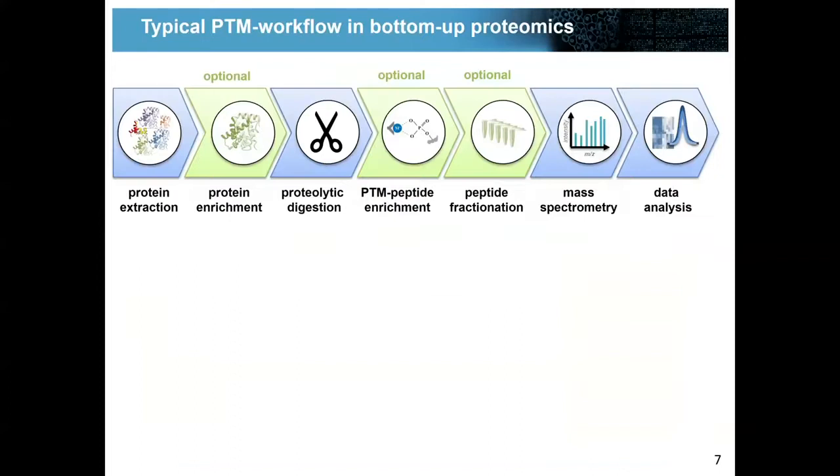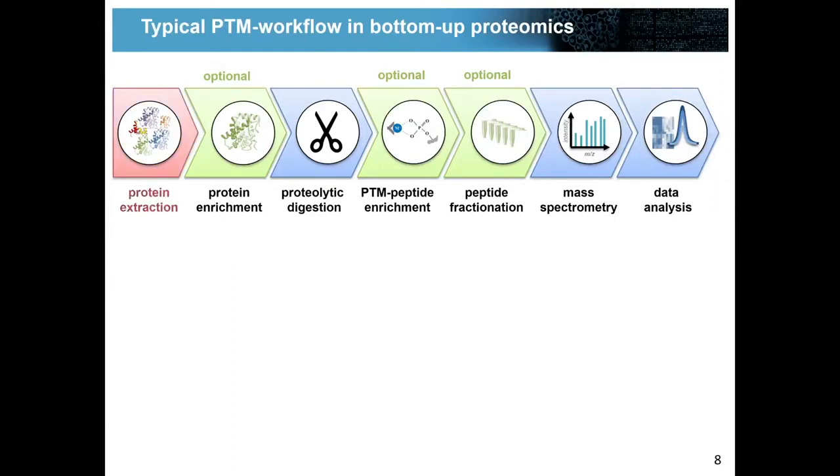Okay, so how do mass spectrometry and PTMs come together? What you see here is the typical PTM workflow that we use in bottom-up proteomics. It's very similar, of course, to the general proteomics workflow. However, I would still like to quickly go through these different steps and give you some thoughts or comments on them. What's of course clear is that every single step you see here is absolutely crucial and equally important to get a good result at the end, right? So none of these steps can be neglected.